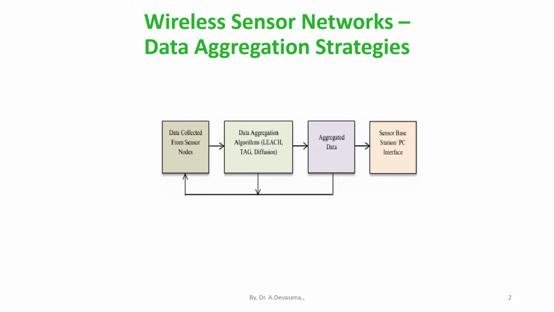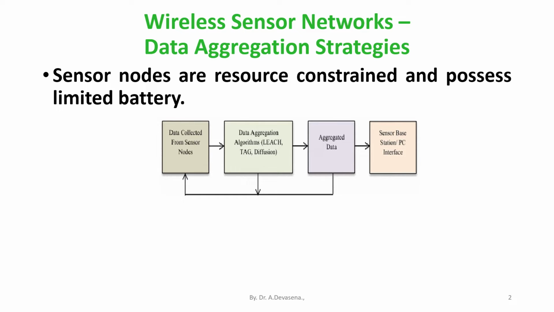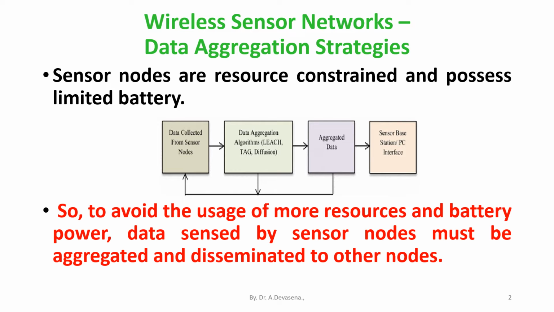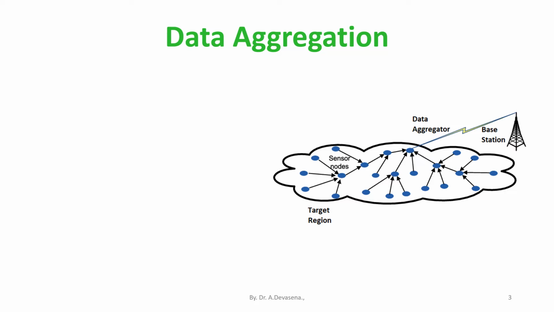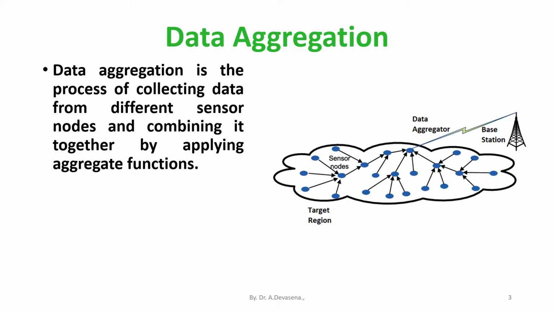Sensor nodes are resource constrained and possess limited battery. So, to avoid the usage of more resources and battery power, data sensed by sensor nodes must be aggregated and disseminated to other nodes. Data aggregation is the process of collecting data from different sensor nodes and combining it together by applying aggregate functions. Aggregation strategies are used to enhance the network lifetime.